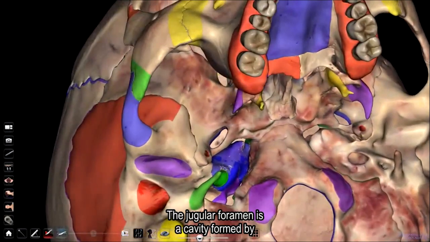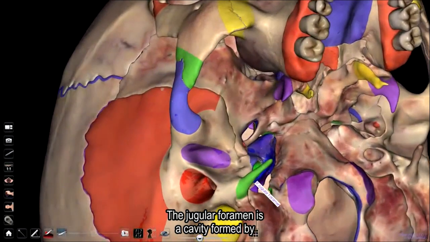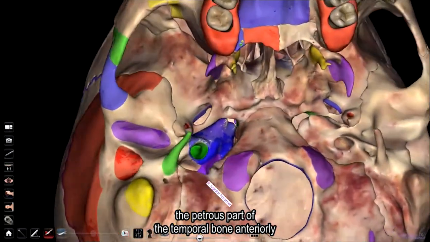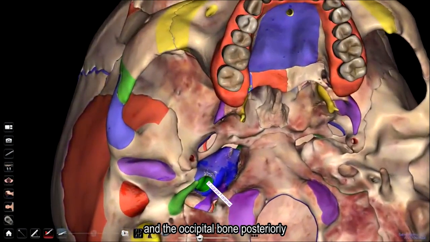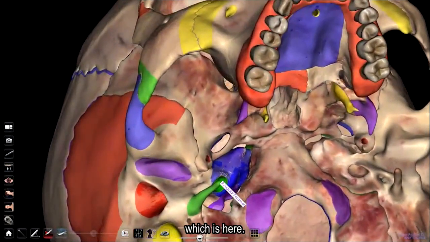The jugular foramen is a cavity formed by the petrous part of the temporal bone anteriorly and the occipital bone posteriorly, which is here.